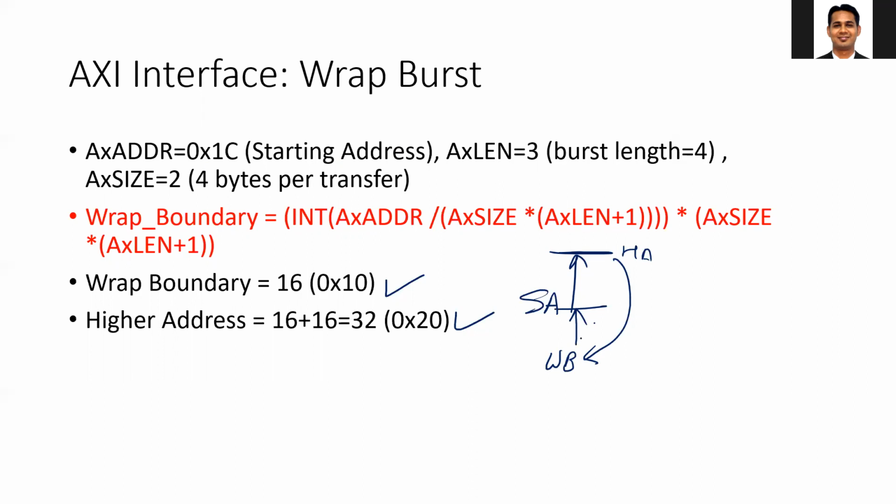Okay, so you should be able to know how this transfer happens, and then you should be able to find out the start address for every transfer in a burst. For example, in this case, you have 4 transfers in a burst, so you should be able to calculate the starting address of the first one, the second one, the third, and the fourth.